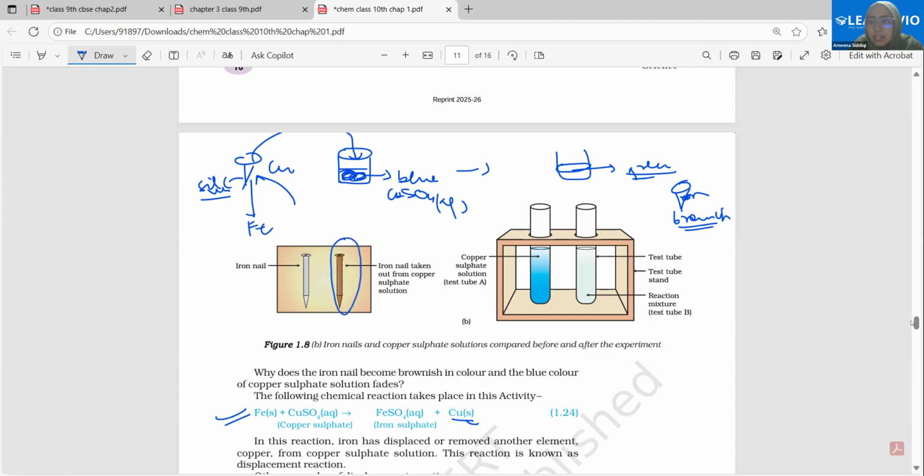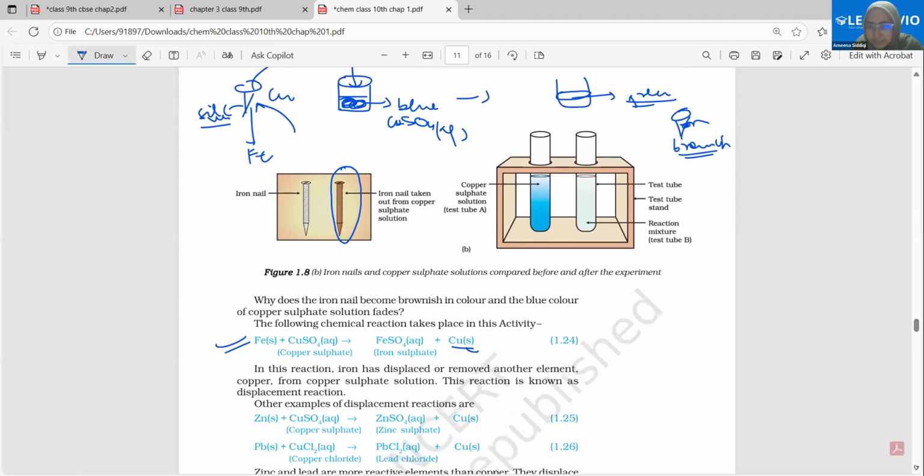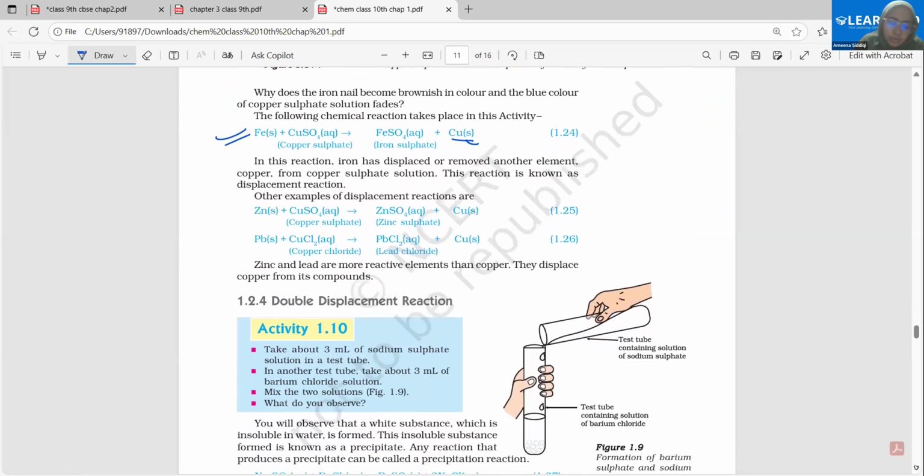See, ma'am, this is the color of the nail, and that is the color of copper. Clear, beta? This is an important point. Any confusion in this? So in this case also, you can see the examples. Zinc, which is in the solid form, displaces copper from its aqueous solution, that is copper sulfate, and we get zinc sulfate. Then also lead, copper chloride, so we get lead chloride, and we get copper in the solid form. They have just taken the example of copper here. We might take any different examples of different metals, and we'll get the same reaction. Is it okay?